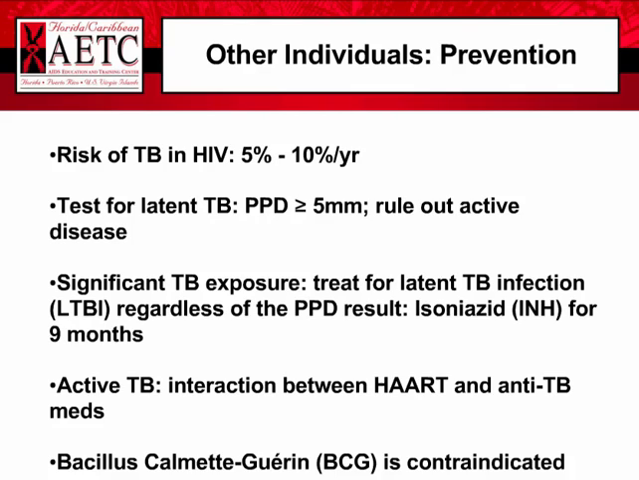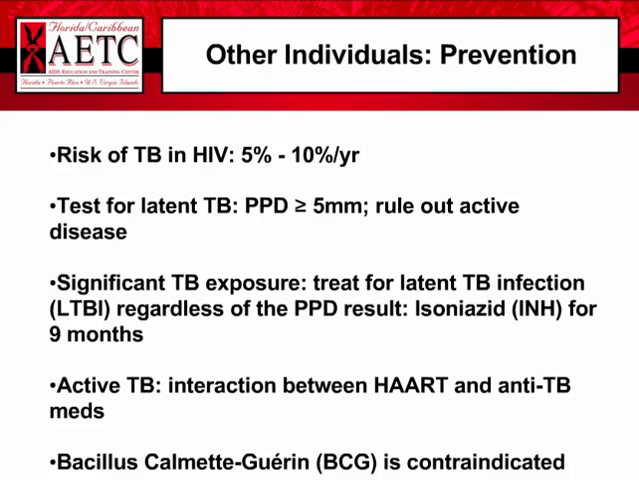Of course, it's important then that we rule out active disease, and we typically do this by having a really good symptom review and sending patients for a chest x-ray. It's important to remember, though, that if patients have had a significant TB exposure, be it that they've come into very close contact with someone who's had active TB, it's important to treat for latent TB regardless of what their PPD result was. And that is typically with the use of isoniazid, abbreviated INH, which is given for 9 months.